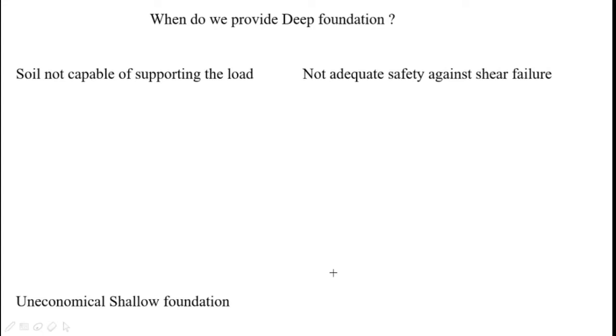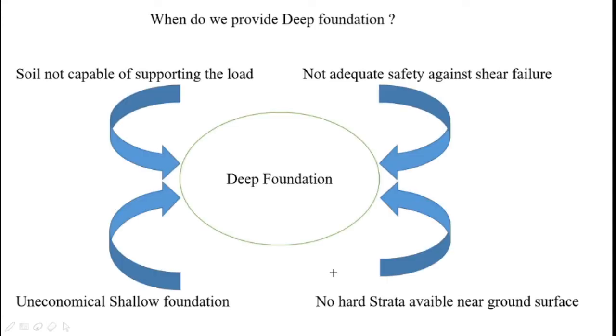We'll talk about all four conditions in detail later on, but for the time being, just remember these conditions. Another condition is if providing a shallow foundation is uneconomical. We'll see later on how a shallow foundation becomes uneconomical. And the fourth one, again an important one, is if hard strata is not available near the ground surface.